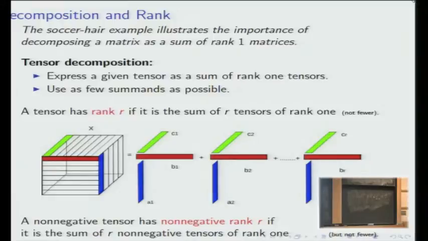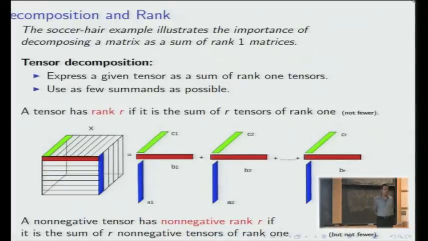OK, so a couple of definitions. In tensor decomposition, we would like to decompose a tensor as a sum of rank 1 tensors, just like in the matrix case. And we'd like to use as few summands as possible. We'd like the hidden explanation to be as simple as possible. We say a tensor has rank R if it is the sum of R tensors of rank 1, and not fewer. As in this cartoon.